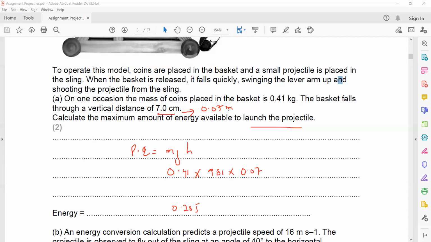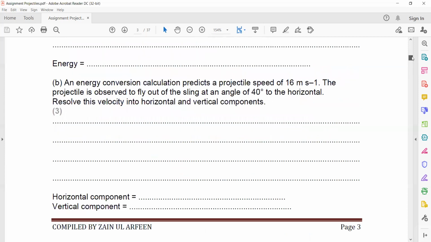The next part: an energy conversion calculation predicts that the projectile speed is 16 meters per second. So this projectile, the missile, is launched with a speed of 16 meters per second, and it is observed to fly out from the sling at an angle of 40. So it's not exactly horizontal. It is coming out with a speed of 16 meters per second, making an angle of 40 degrees.